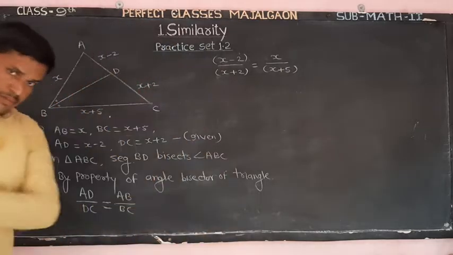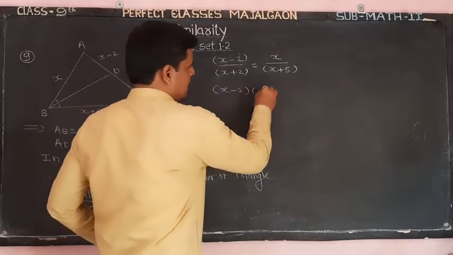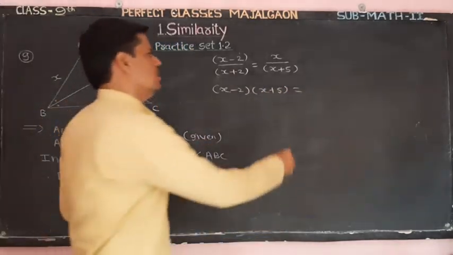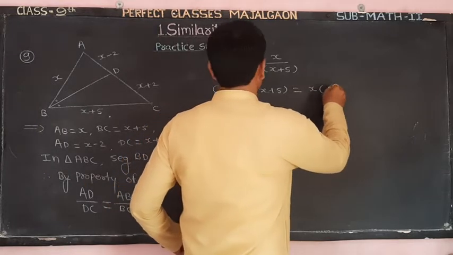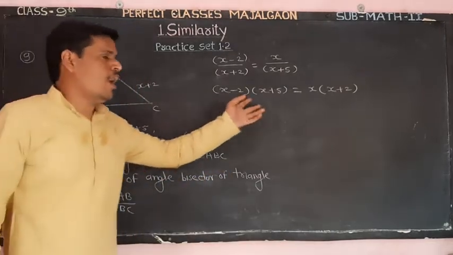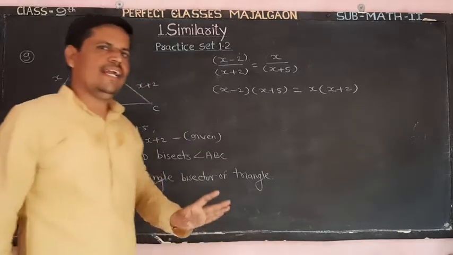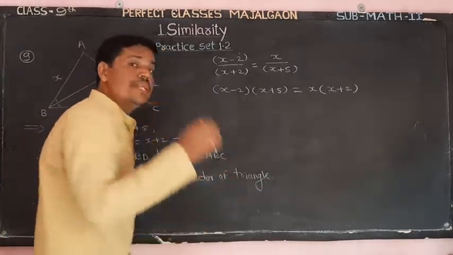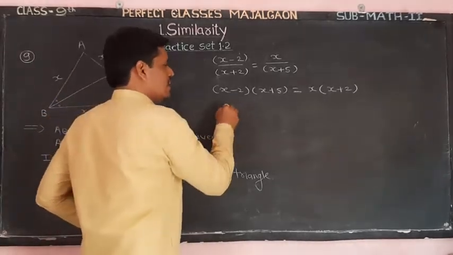Now by cross multiplication we get (x minus 2) first bracket, (x plus 5) second bracket. Here we multiply these two brackets. How to multiply these two brackets? Multiply the first term to the whole bracket and the second term to the whole bracket. Therefore we get x into x. Who will tell me what is the product of x and x? Yes, the product of x and x is x square.